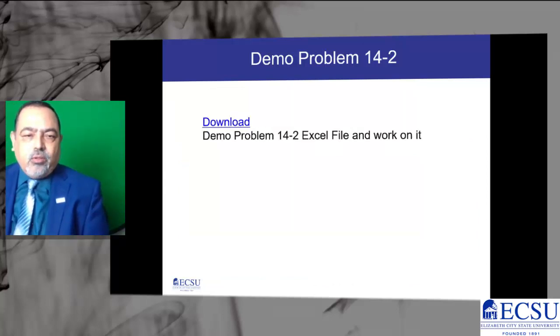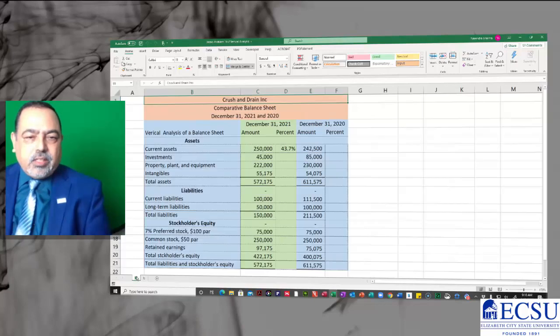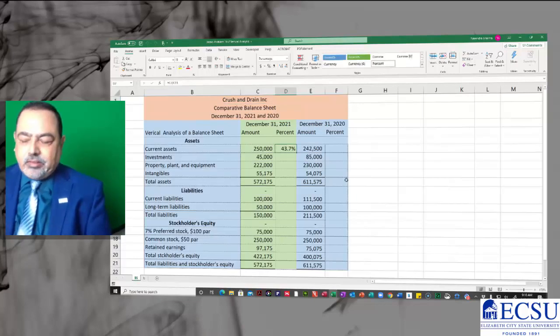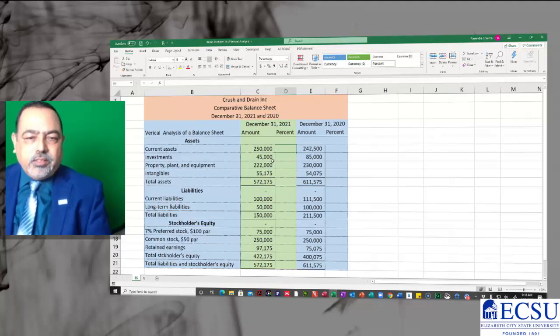Okay, so let's go ahead and download that file. This is the Excel file which I have already created for demonstration purposes. Now let's start with the balance sheet. In the balance sheet, we will be doing a vertical analysis by dividing each and every line item by the base figure. So here in this case, this is the base figure. Okay, so now let's start with the calculation.